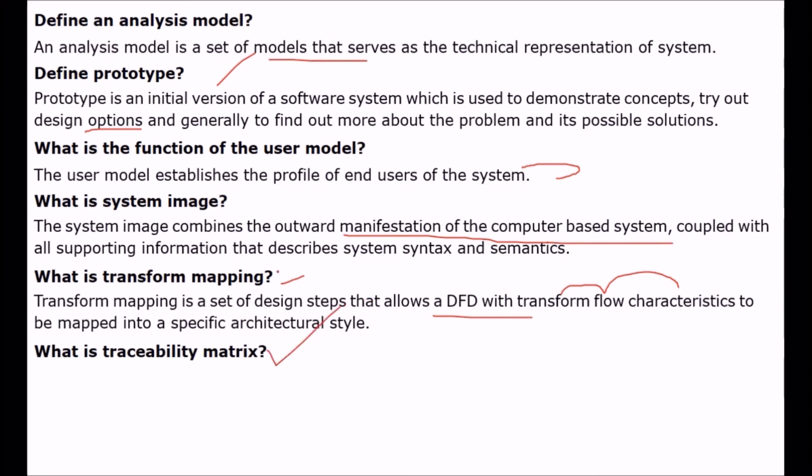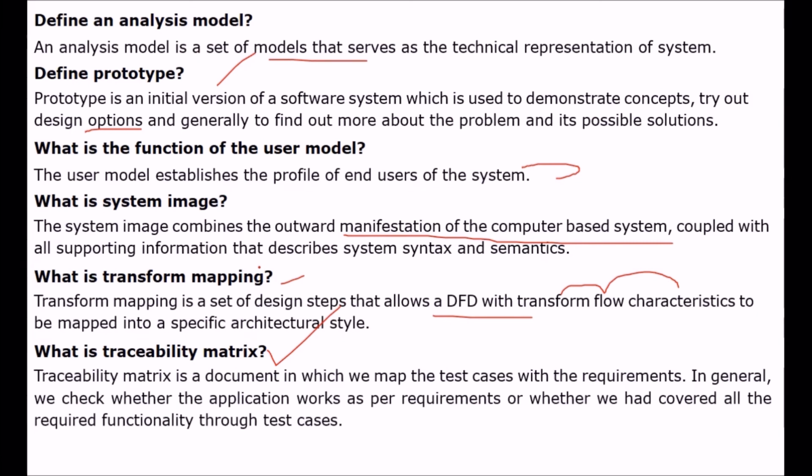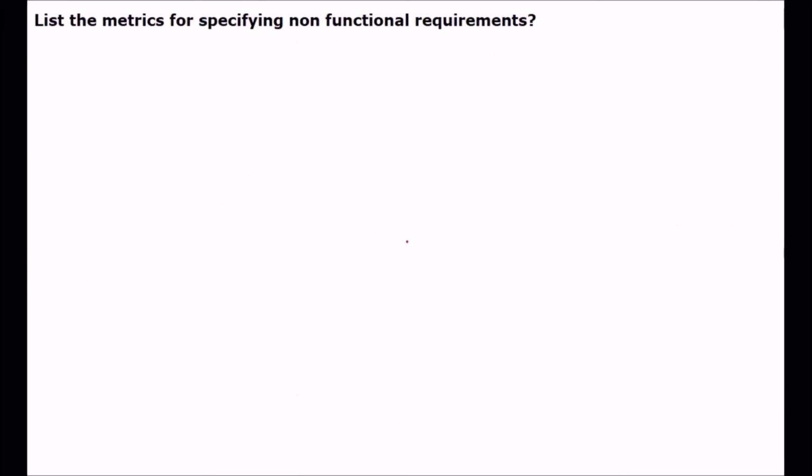Traceability metrics. This is also a very good question. Traceability metrics, or RTM as we call it, requirement traceability matrix, is a document in which we map the test cases with the requirements. In general, we check whether the application works as per the requirement or whether we had covered all the required functionality through these test cases.